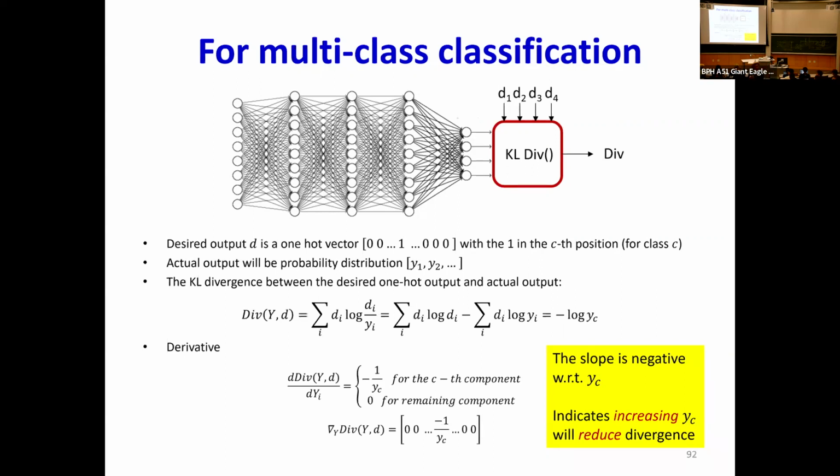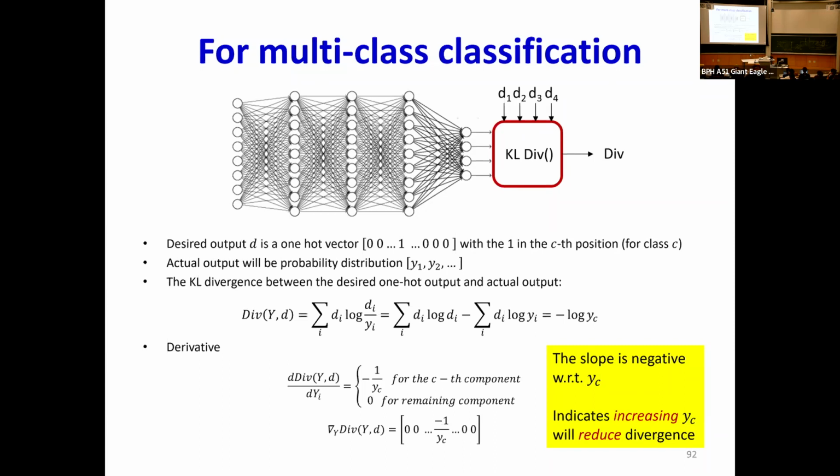Furthermore, now when I take the derivative with respect to the output for any of the non-target classes, what is that derivative going to be? 0, because they don't figure, right? And the derivative with respect to the output for the target class? Minus of 1 over yc. And once again, you see that this is going to be negative, right? So what is it telling the network, the algorithm? Yc must be increased, right, for the loss to decrease.